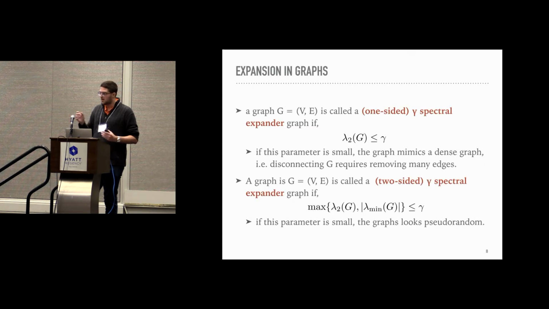Okay, so let me just jog your memory on expansion. If I have a graph, I'm going to quantify the expansion of the graph by the second eigenvalue of its normalized adjacency matrix. So if it's very small, say gamma, I'm going to call it a gamma spectral expander, one-sided. And by the famous Alon-Milman-Cheeger inequality, this tells you that if you have a one-sided spectral expander, the cut structure of it is going to resemble that of a dense graph. Then I can also quantify expansion by the second singular value. And then the expander mixing lemma is going to tell you that the cut structure of your graph is going to look like a pseudo-random graph, or rather a random graph.